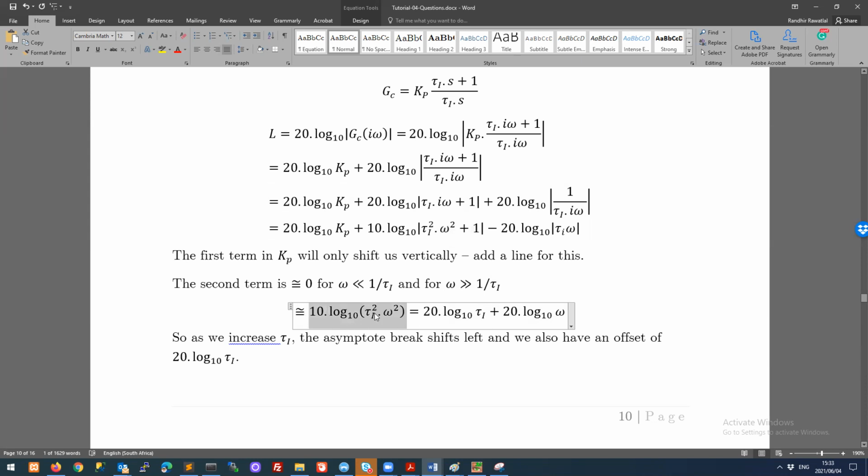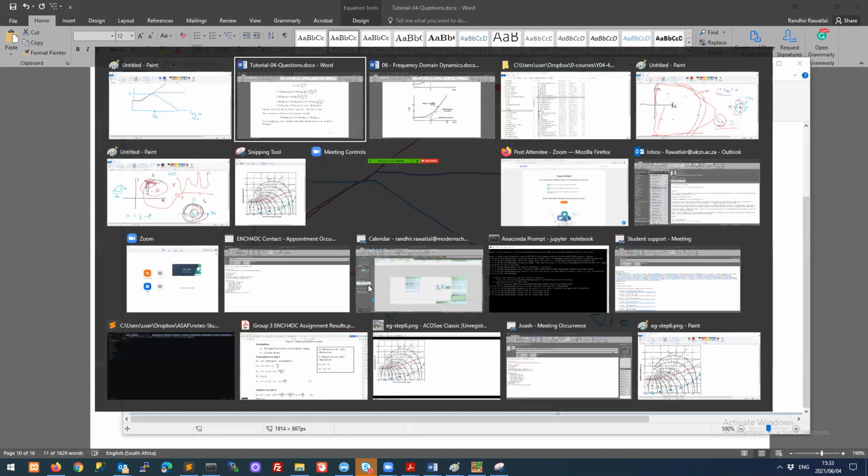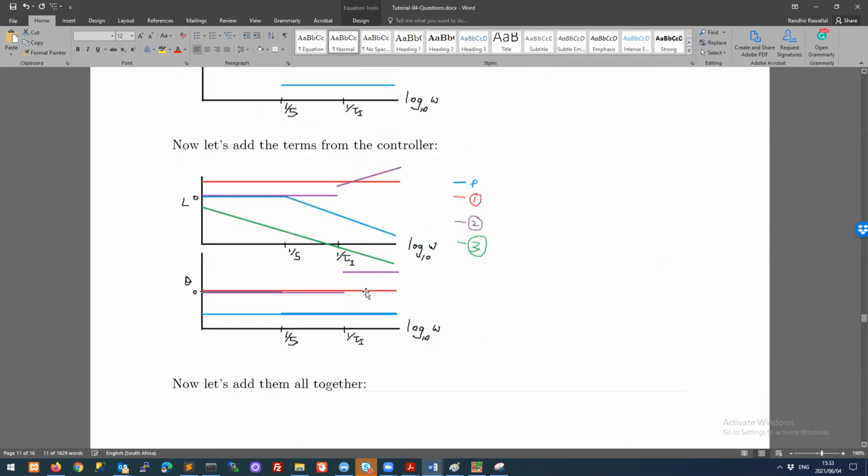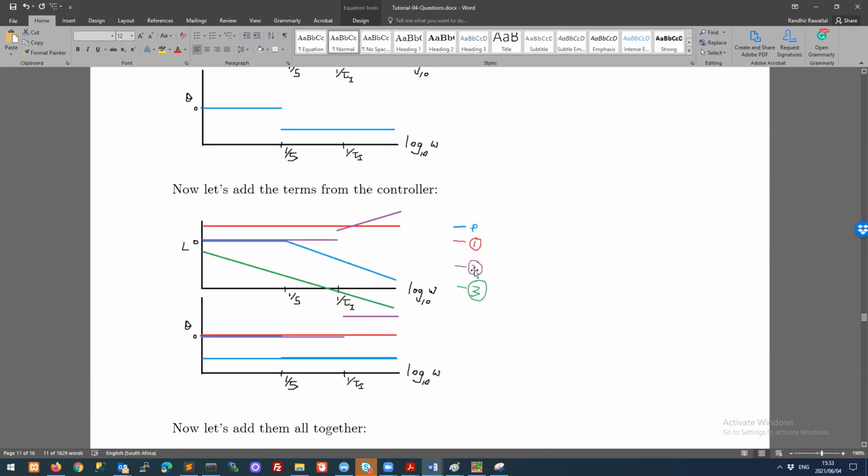Then you can take the power 2 out in front and split them apart, and you get that. So for the second term, it's a 1 up to 1 over tau I. So for term 2, we show 1 over tau I here. Just be careful, the 1 over 5 we had earlier from the process is generally different to the 1 over tau I, so you show separately a 1 over tau I. So it's 0 up to 1 over tau I, and then it increases with that offset of log tau I. So it increases with 20 log 10 omega after 1 over tau I.